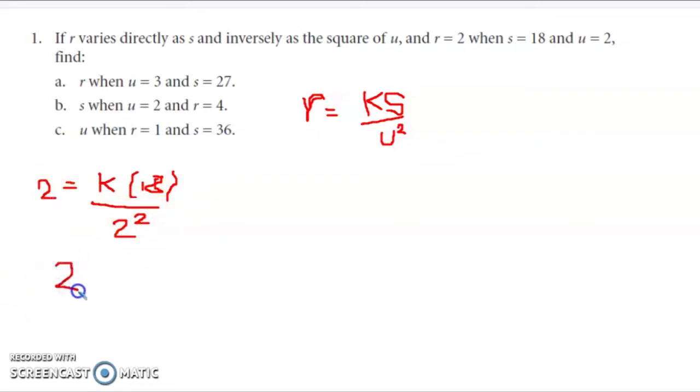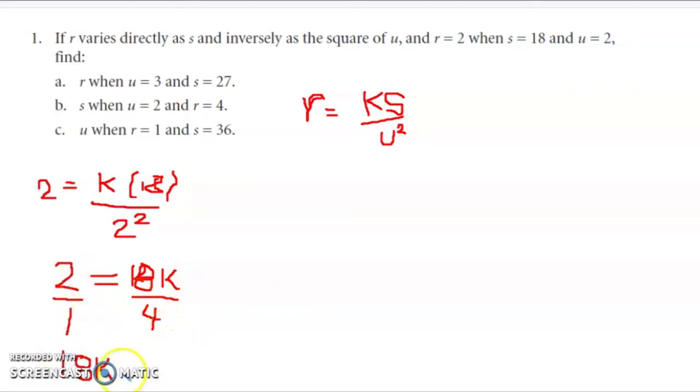So we first simplify this one. So that would be 2 is equal to k. K times 18 is 18k. So let us make this 18k divided by 4. Now let us cross multiply. So the denominator is 1. 1 times 18k is 18k.